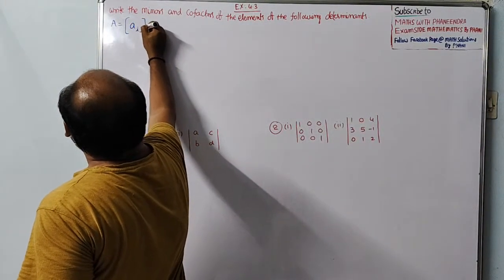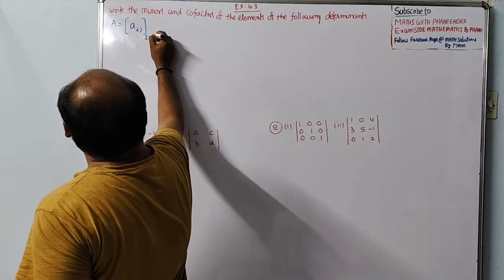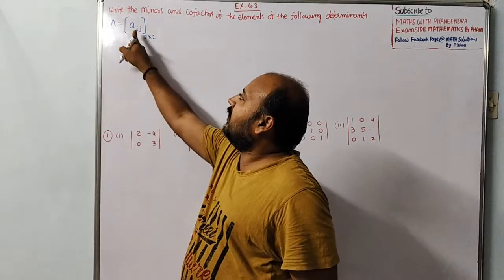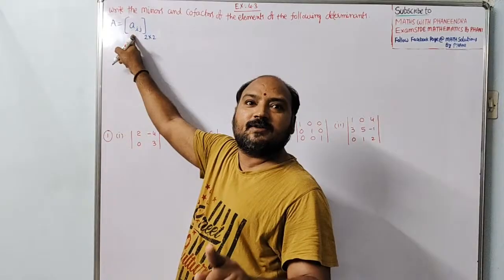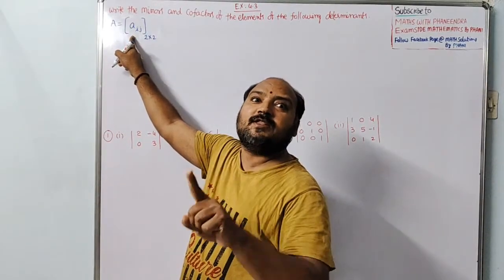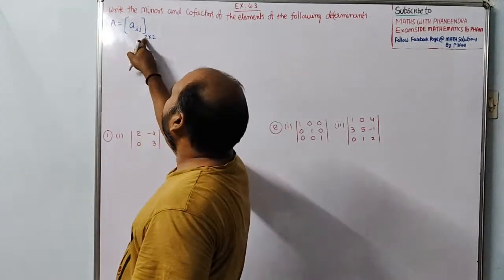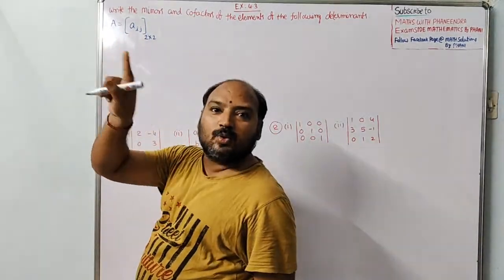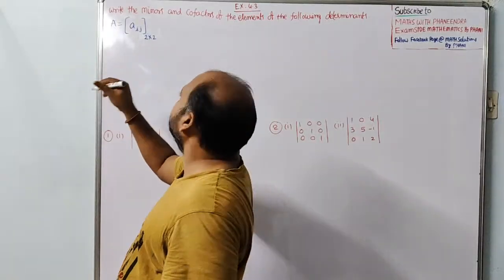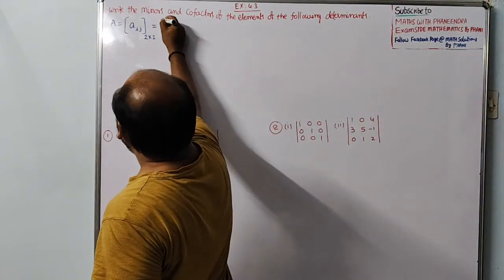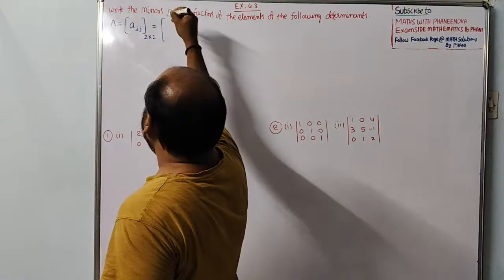Aij, 2 cross 2. Here Aij represents the ith row, jth column element in the matrix. A 2 by 2 matrix means it contains 2 rows and 2 columns. So we can write it as 2 rows, 2 columns, no?